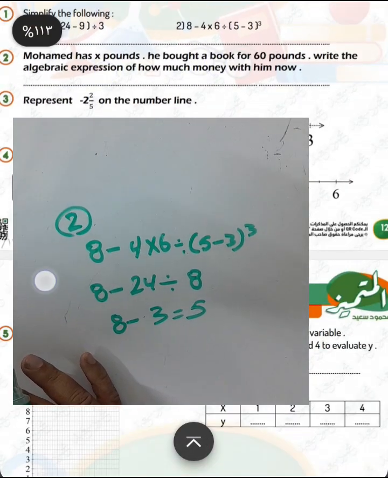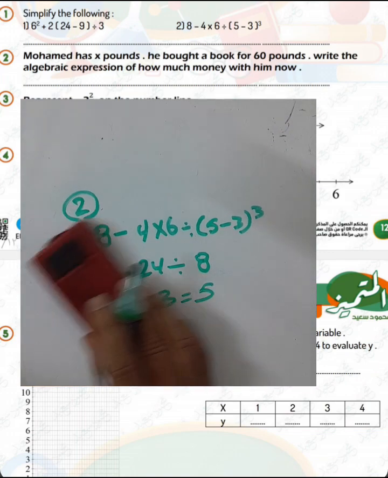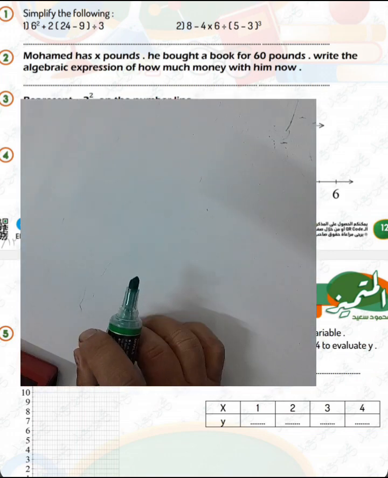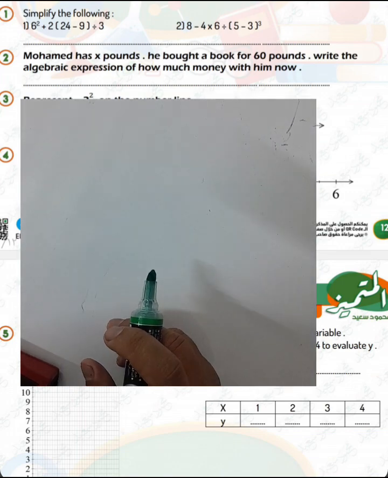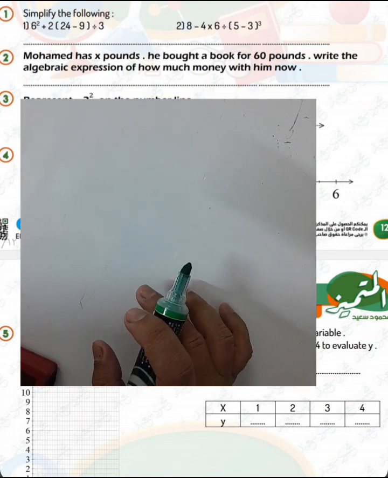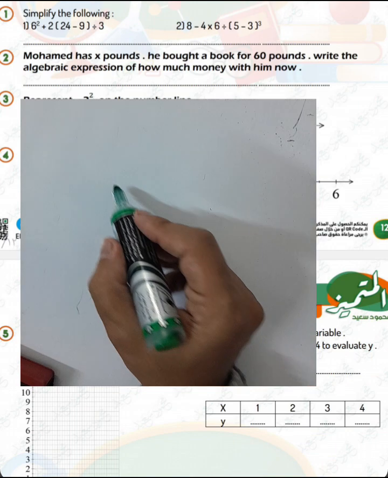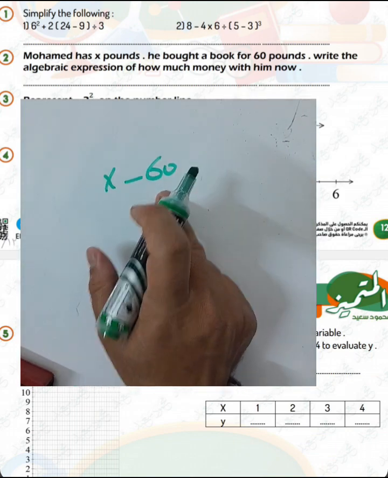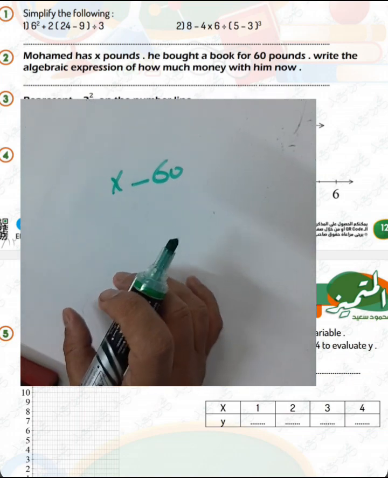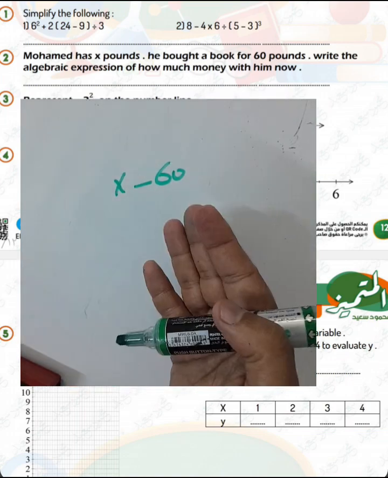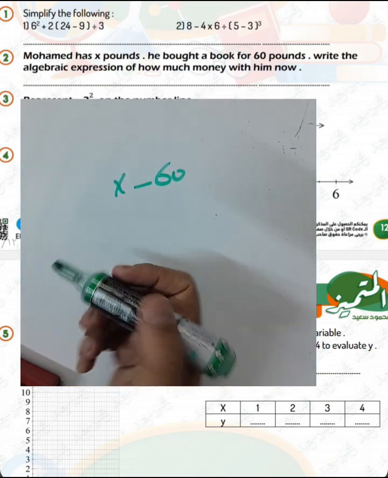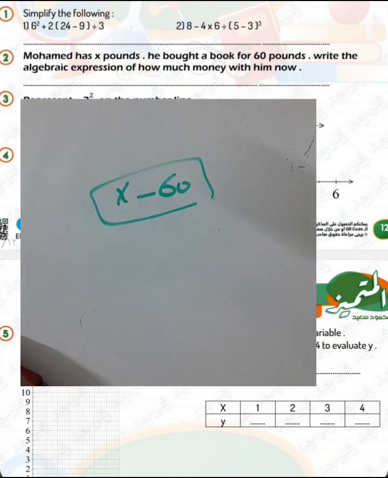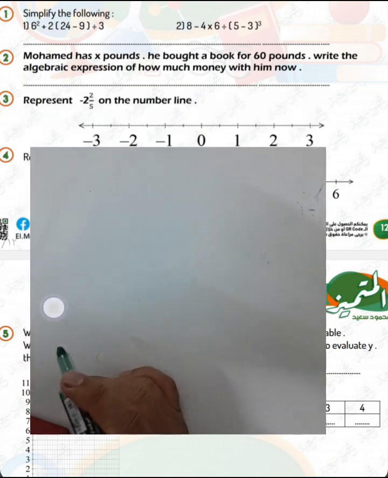Question number 2. Muhammad has expounded. He bought books for 60 pounds. Write the algebraic expression of how much money he has with him now. Muhammad has x pounds, and he bought books from the total amount x. The result will be x minus 60, because he has x pounds and he bought books for 60 pounds from x pounds. Then the remainder with him is x minus 60.